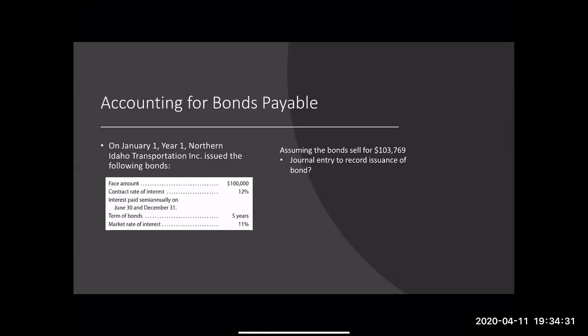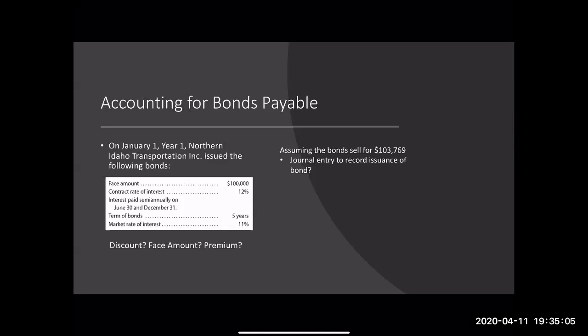So as we've discussed in the prior videos, when looking at information like this, we need to ask ourselves 3 questions. Number one, is it sold at a discount? Will it be sold at a face amount, or will it be sold at a premium? And to initially get through this phase, you need to compare what the contract rate of interest is, which is 12%, which is what Northern Idaho Transportation is offering to the investors. And then you need to compare that same percentage to the market rate of interest, which is 11%.